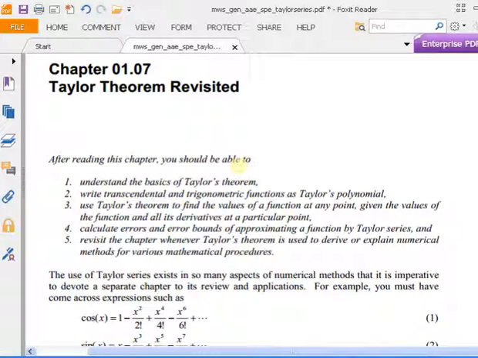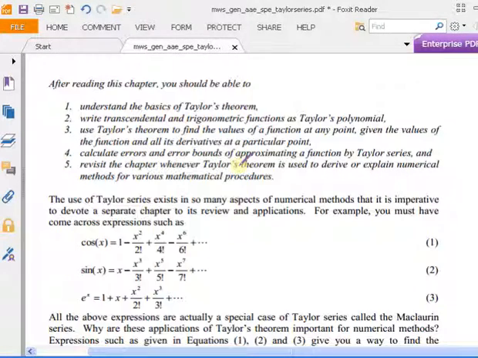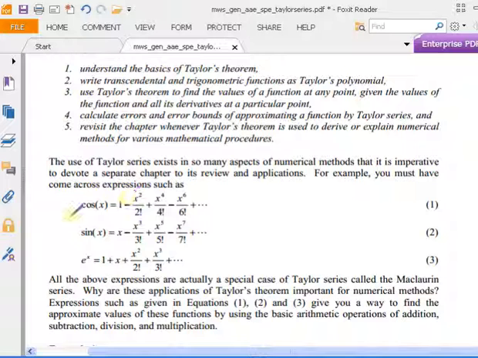Okay, I'm going to talk about Taylor's theorem. You should have seen Taylor's theorem in calculus. There are some very important ideas in Taylor's theorem. You can see some examples of series that express more complicated functions.